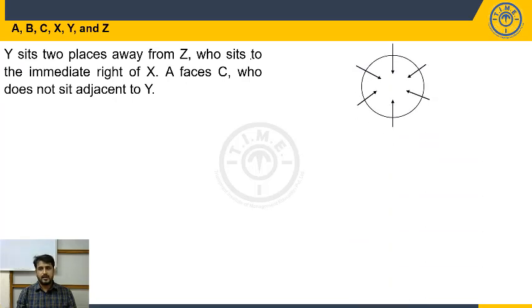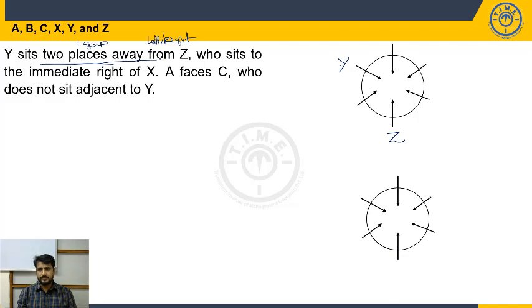6 persons arrangement and it will be like this. Now what is given? Y is 2 places away from Z. 2 places away, but whether it is to the left side or right side is not given. So we have to consider the 2 cases. When it is mentioned 2 places away, how many gaps will be there? 1 gap will be there between Y and Z. Let me place Z and Y. In one case I am taking Y on the left side. In the other case, Y on the right side.